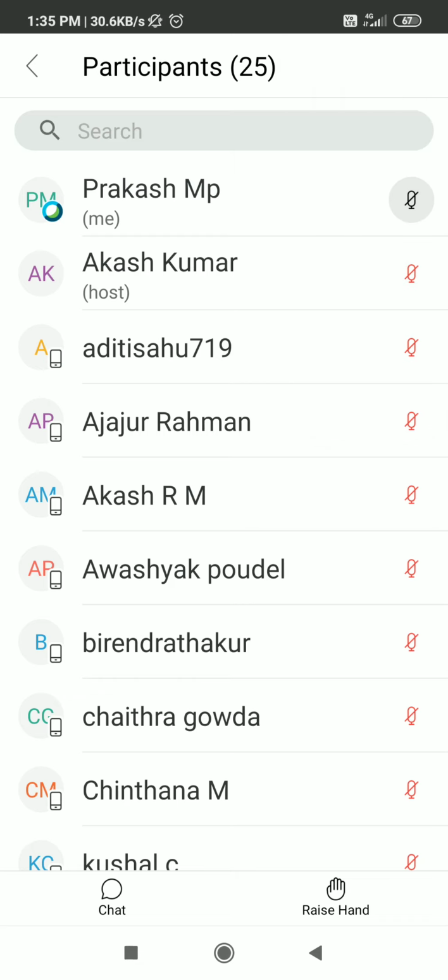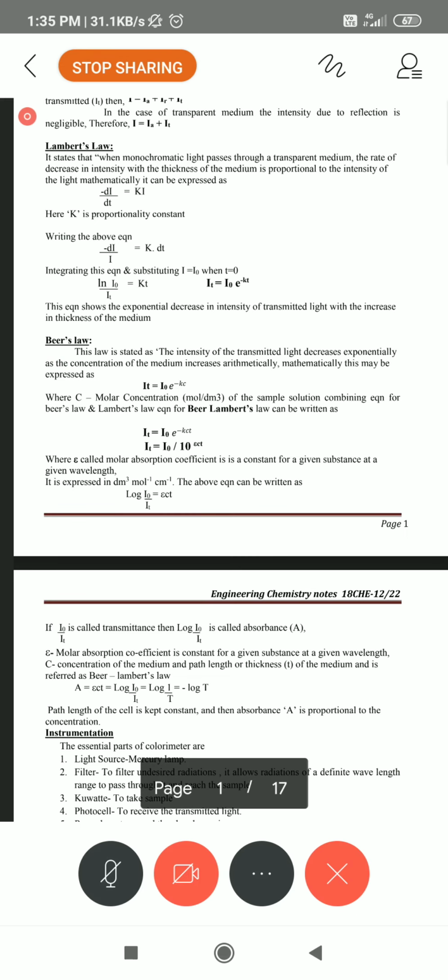So it also gives us the idea that as much as the concentration increases, that much the transmittance decreases. So this law says that the intensity of transmitted light decreases exponentially as the concentration of absorbing substances increases arithmetically.